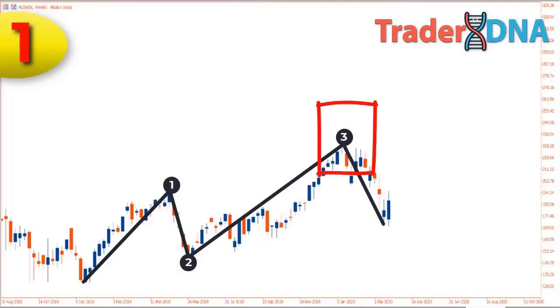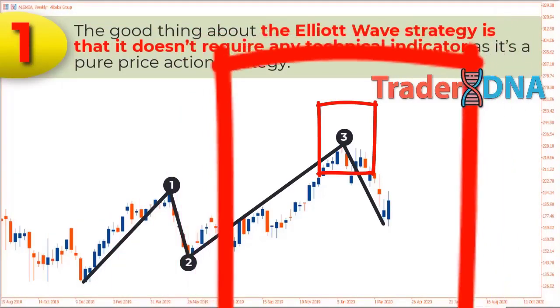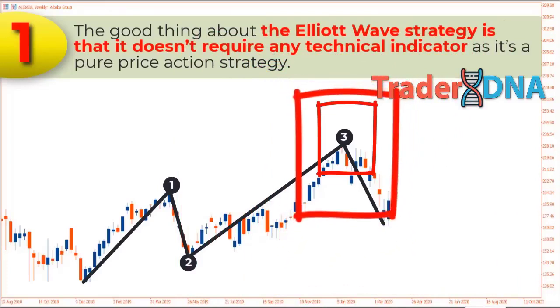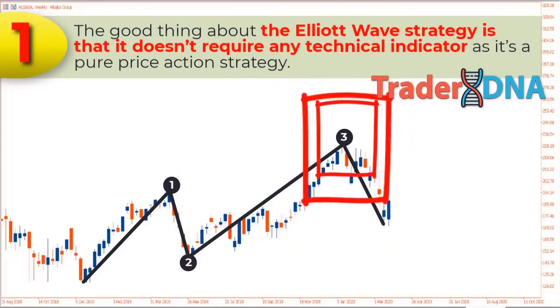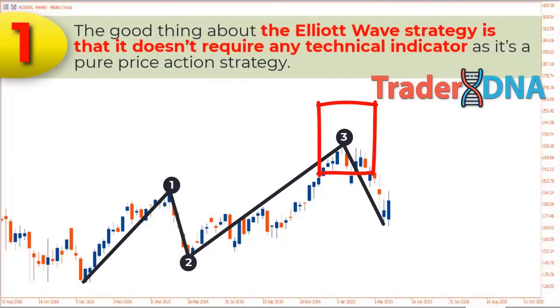The good thing about the Elliott wave strategy is that it doesn't require any technical indicator, as it's a pure price action strategy. Trading in the direction of the trend, the goal is to capture the last wave 5. To do this, traders must observe the first 3 waves of a 5-wave pattern and verify that they comply with Elliott wave rules. For instance, in a bearish Elliott wave count, the wave count must adhere to the rules for the Elliott wave strategy, allowing for a sell setup. Once this is established, the next step is to search for the Elliott wave entry points.